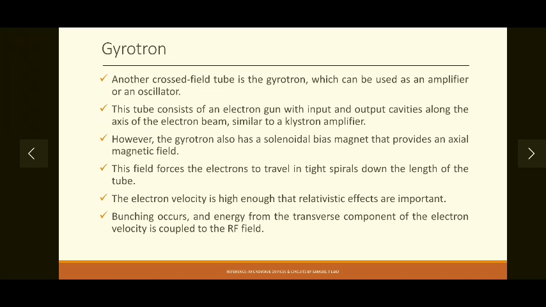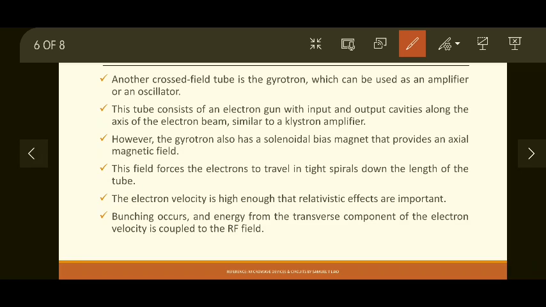Okay, so if you recall the klystron amplifier, the geometry is similar to that one, but the field will now be crossed field. However, a gyrotron also has a solenoidal bias magnet. Now this is important. This is similar to your magnetron, that provides an axial magnetic field. This field forces electrons to travel in tight spirals down the length of a tube.